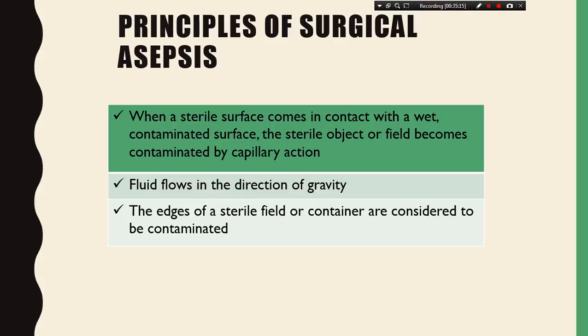Fluid flows in the direction of gravity. To avoid contamination during a surgical hand scrub, you need to hold your hands above your elbow. This allows the water to flow downward and away from your hands and fingers.